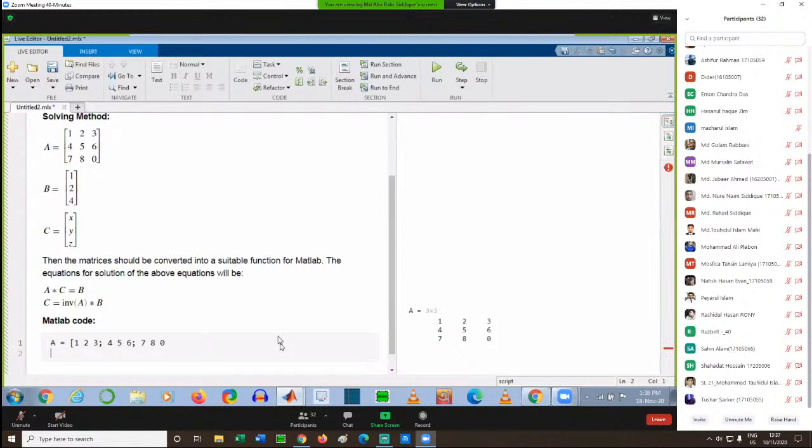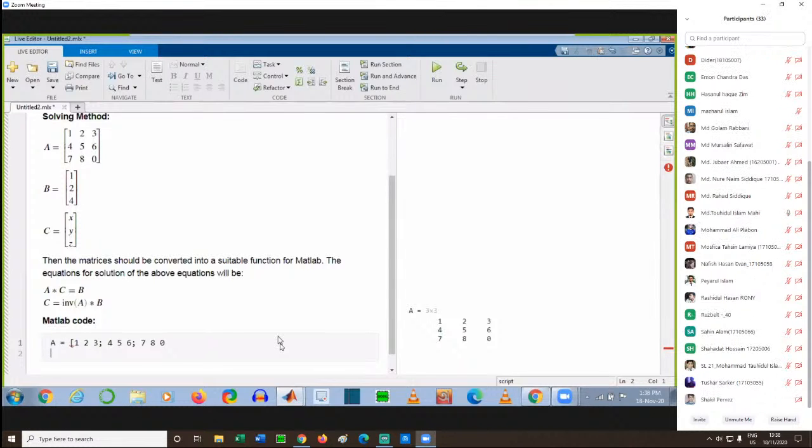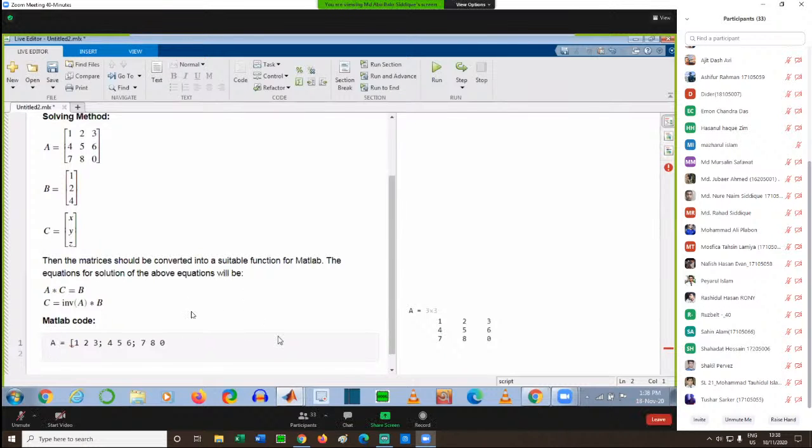Now the second one, what will be the second one? B, sir. How can we define B matrix? B equal third bracket 1 semicolon, 2 semicolon, 4. Before going to B, what about if we find the inverse of A? Because we need inverse of A to get the variables x, y, z. You can find that later also, but what about if we find it here? We can find that, right?